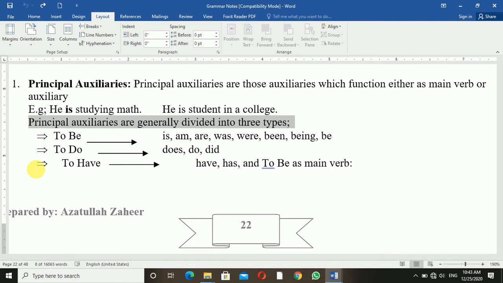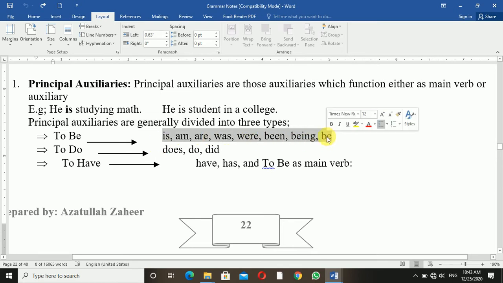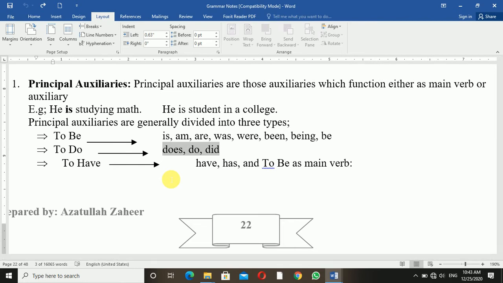So we have three kinds of principal auxiliary verbs. First we have to be, second we have to do, and third we have to have. So to be are: is, am, are, was, were, been, being, be. These are to be auxiliary verbs, right? And then we have to do auxiliary verbs. Does, do, did. These three are what? These three are to do auxiliary verbs.